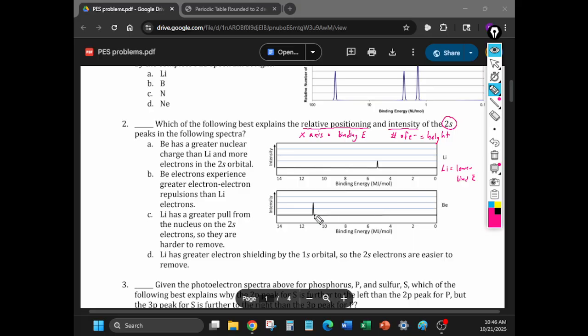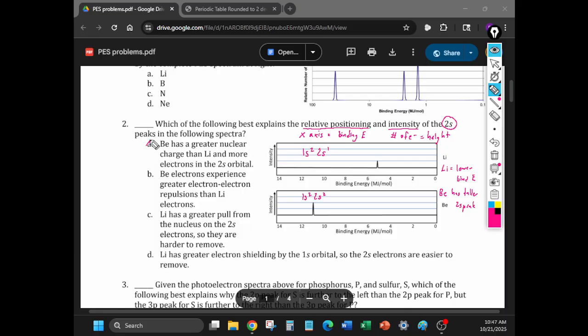Yeah, one's taller. Beryllium has a taller peak for 2s, which makes sense because if you look at the electron configuration, lithium is 1s2, 2s1, and then beryllium is 1s2, 2s2. And so we should expect a double the size peak for beryllium, and that's what we see. So we can see that beryllium has a taller 2s peak. Great. So those are the two observations that we can make, and now we can just look at the answers and see if they make sense.